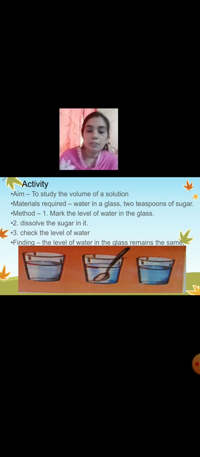And for the solution, we have an activity here. This activity is to learn about the volume of the solution. For this, take water in a glass and sugar. You have to mark the measure of water and then add sugar. After adding the sugar, does the volume rise? No. The level of water in the glass remains the same.